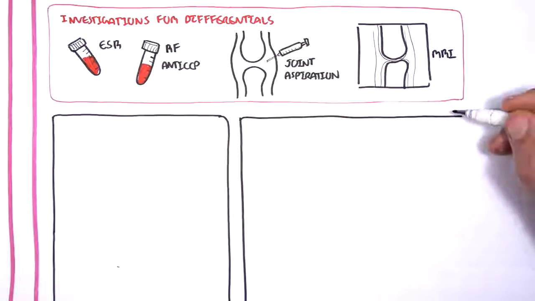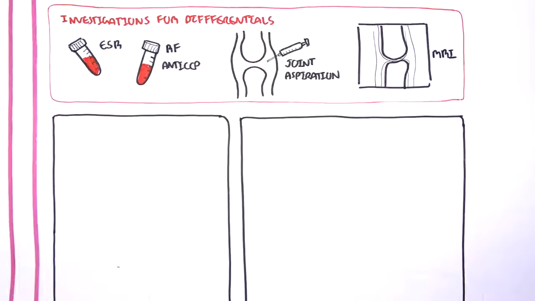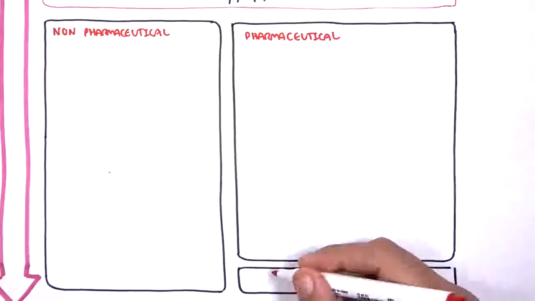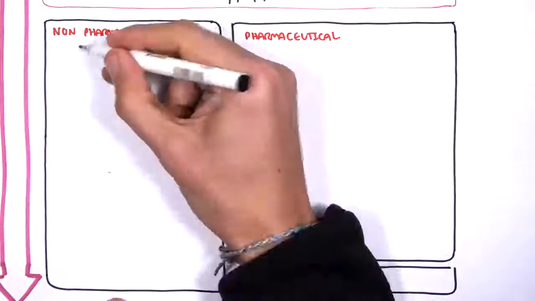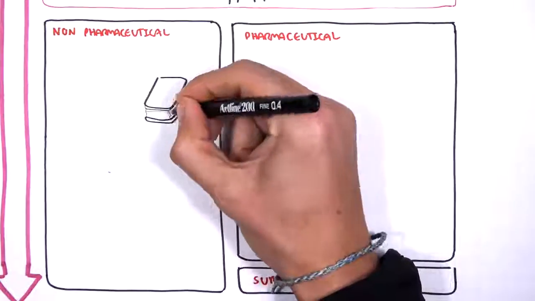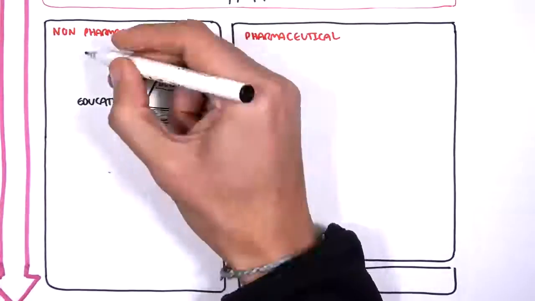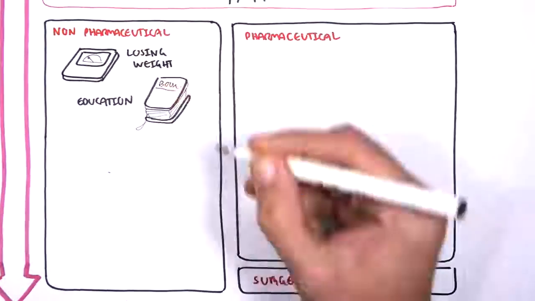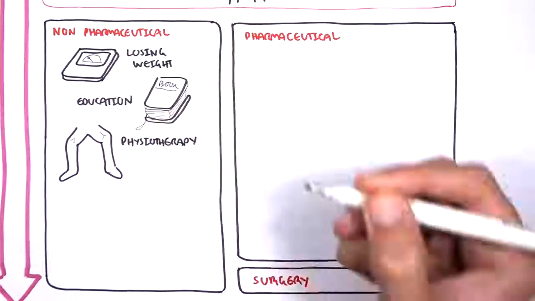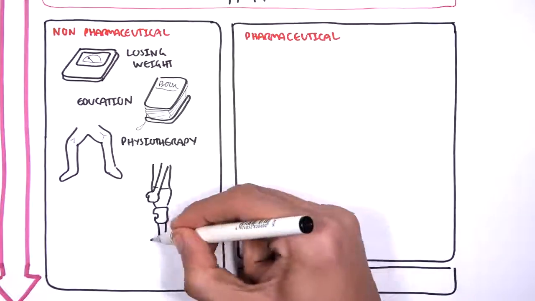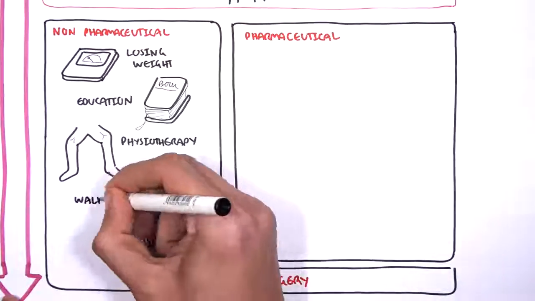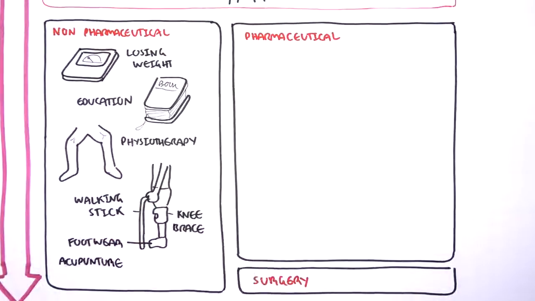After diagnosing osteoarthritis, you can have non-pharmacological management or pharmacological management. Non-pharmacological management includes losing weight, educating the patient about osteoarthritis, physiotherapy, using a walking stick, using a knee brace, appropriate footwear, and acupuncture has also been shown to benefit some people. There's also heat and cold therapy.